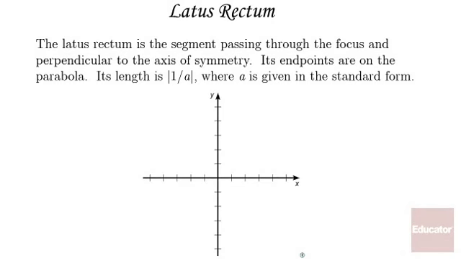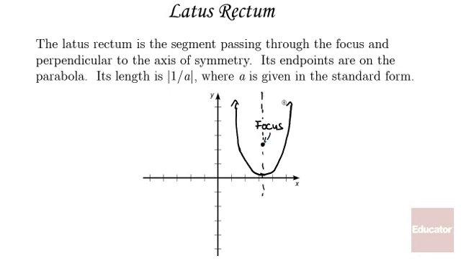All right, this concept is another one adding on to our knowledge of parabolas from prior lessons, and it's defining a segment called the latus rectum. The latus rectum is the segment passing through the focus and perpendicular to the axis of symmetry. Let's see what that means. Let's visualize that. So let's say I have a parabola like this, and let's say the focus is here.